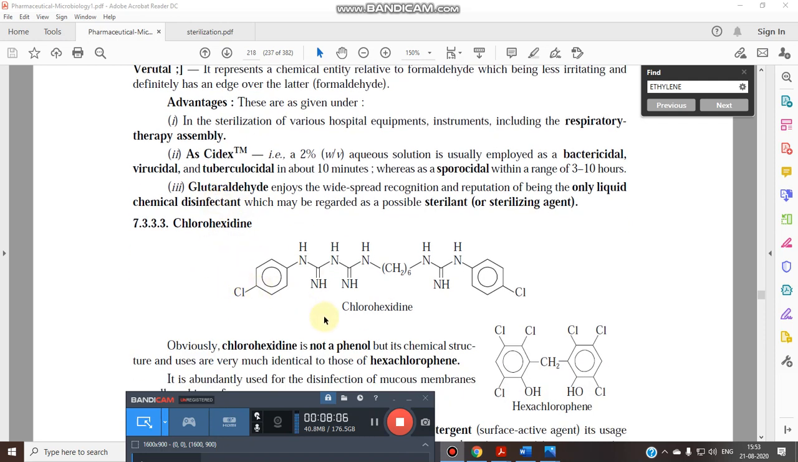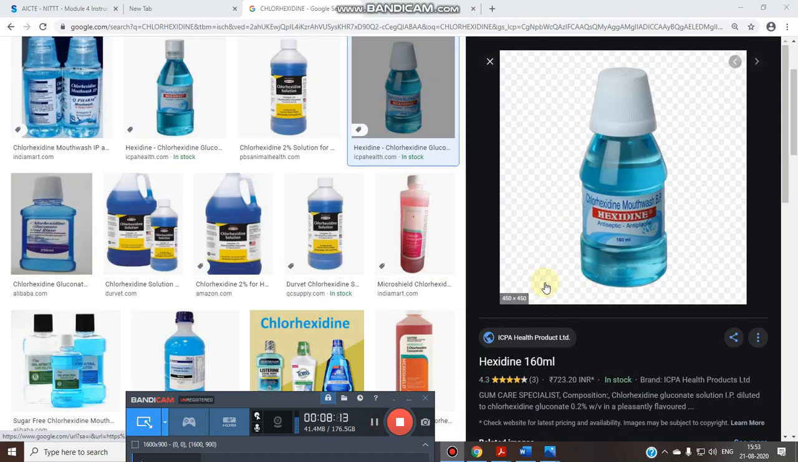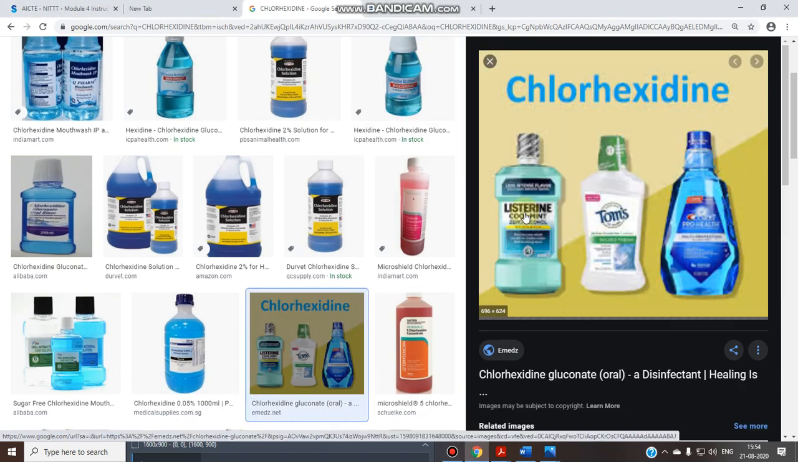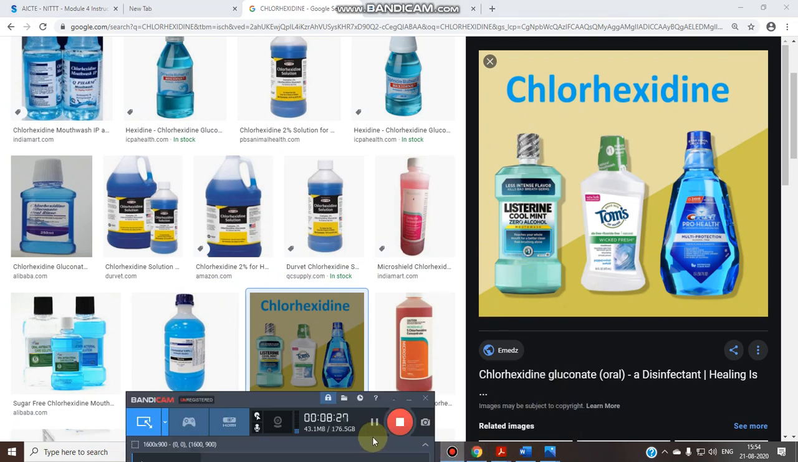So next here is given, suppose chlorhexidine. This is also very commonly used. Just see this picture. There are very famous formulations, very famous mouthwashes like Hexidine, or you can say Listerine. Listerine contains nothing but this chlorhexidine compound. So it is widely used as a mouthwash also.